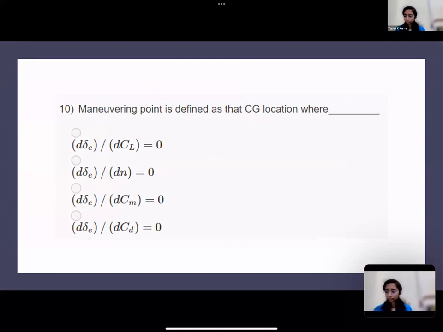What was the definition of maneuvering point? Which option? 1, 2, 3, or 4? d delta E by d n equal to 0. What is delta E? I'm just trying to verify that you know these notations, because last class some people had some questions regarding this. So what is delta E? Okay, and what is n? Delta E is deflection of elevator, correct. What is n? Small n? What is small n?